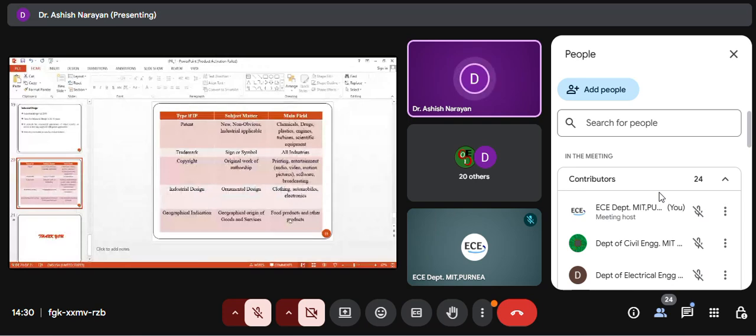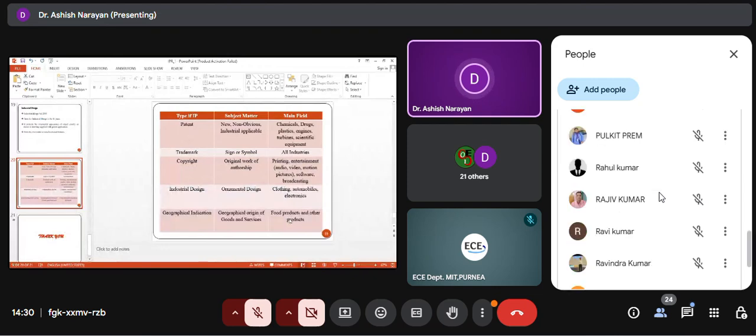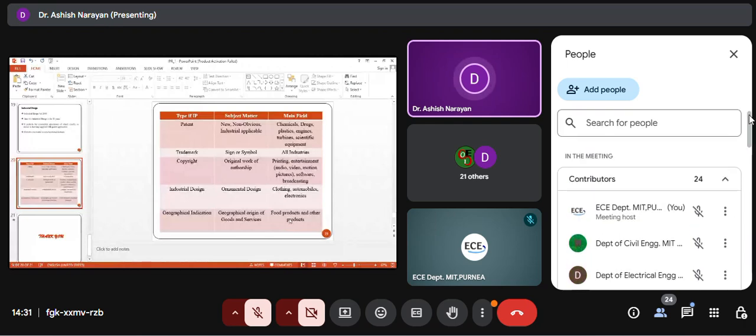So these are the patent, trademark, and copyright, industrial design, and geographical indication. I have already discussed this patent, trademark, copyright, industrial design, and geographical. In patent, the subject matter is new, non-obvious, industrial application, like the main field is in the field of commercial, chemical, drug, plastic, engines, turbines, scientific equipment.